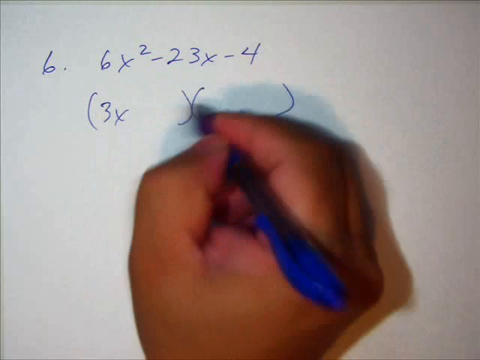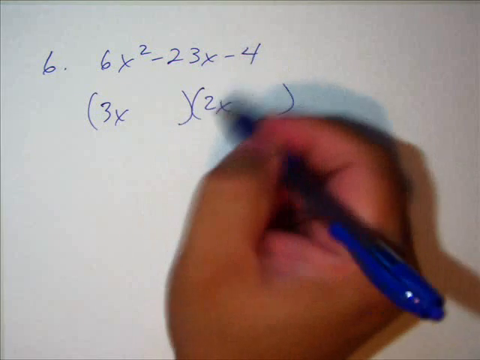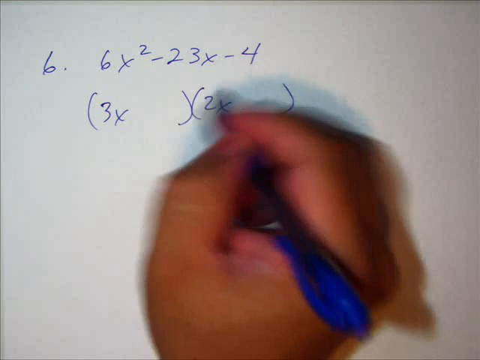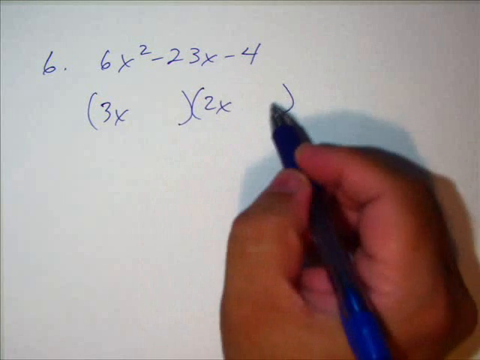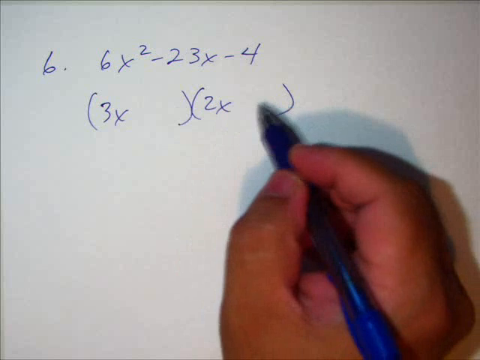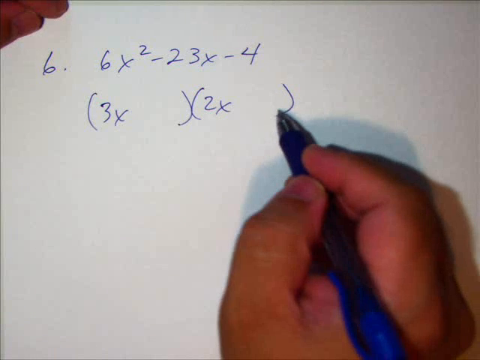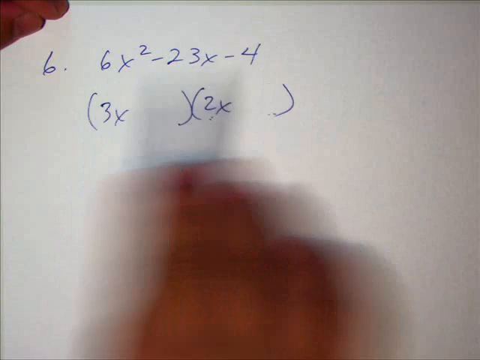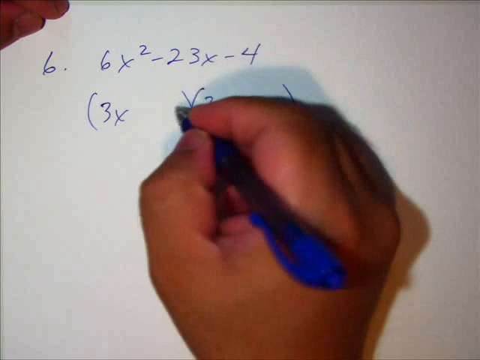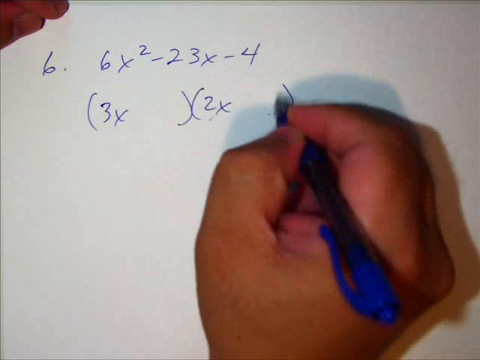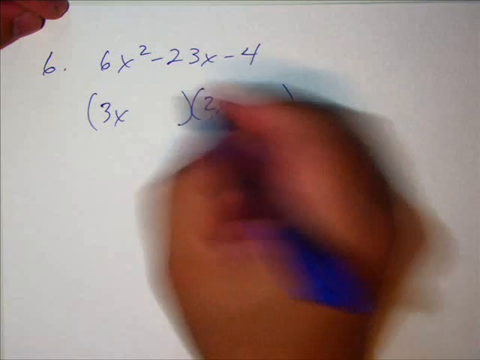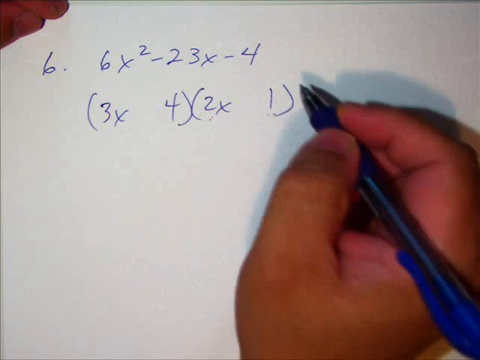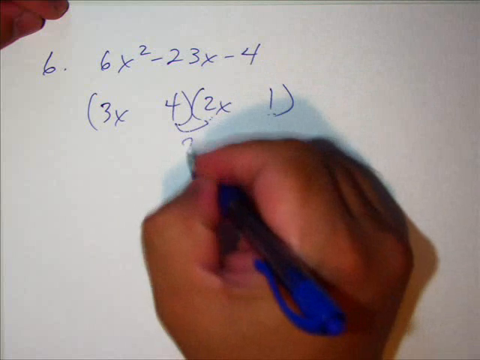3x and 2x. 4, what? 1 and 4? 2 and 2? Well, it's probably not going to be 2 and 2, because if a 2 goes there, then they'll have a common factor of 2, and these don't have a common factor of 2. So I'm going to go 1 and 4. I can't put a 4 here because they still have a common factor of 2. So I'll put the 4 over here, 1. So the inside is 8.